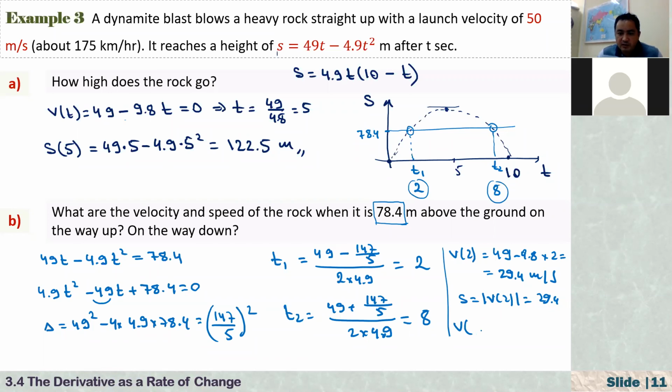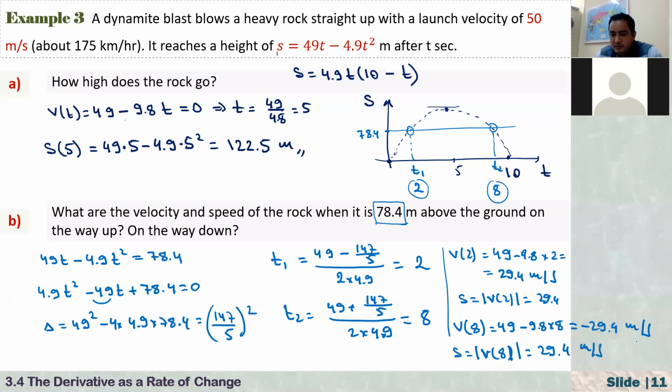And how about t equal to 8? That is 49 minus 9.8 times 8, that's equal to minus 29.4 meters per second. And how about the speed? Speed there is the absolute value of v. Again, it's just equal to 29.4 meters per second.